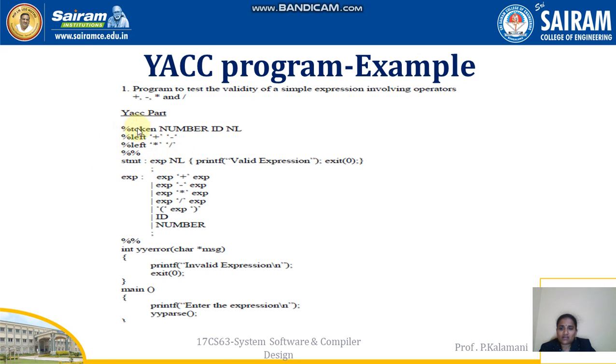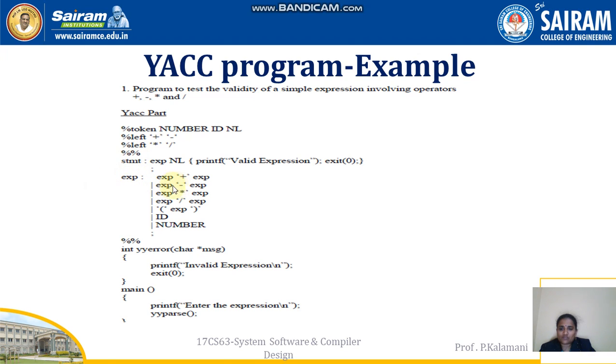In the YACC part we have declared the arithmetic expression. We know an expression contains operands and operators. The operands may be a number or an identifier. So the two tokens, number and identifier, will be generated by the Lex program and given as input. So percentage token for these, and the operators plus, minus, star, slash will be there. There you have to specify the associativity, because one expression may contain more than one plus, more than one minus, or the same operator repeated. So the associativity should be specified. Percentage left plus minus means left associative. Star slash also left associative. After that we have the grammar rules part, then percentage.